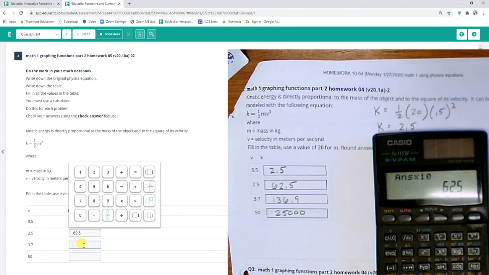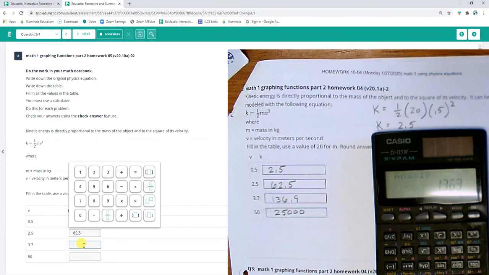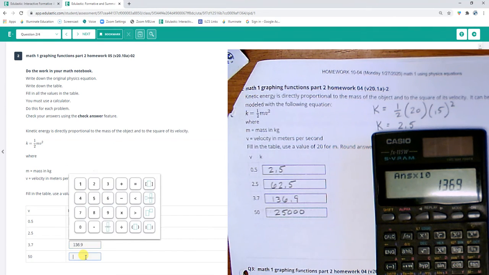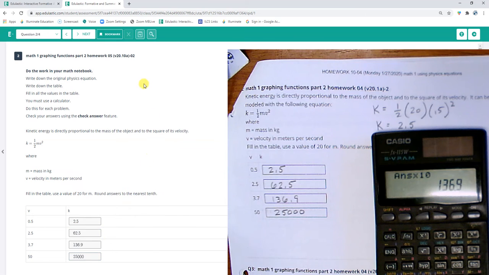So I take that velocity and I square it, 3.7 squared times 10, 136.9. And the last one is 2,000 or 2,500. No, 25,000. Okay.